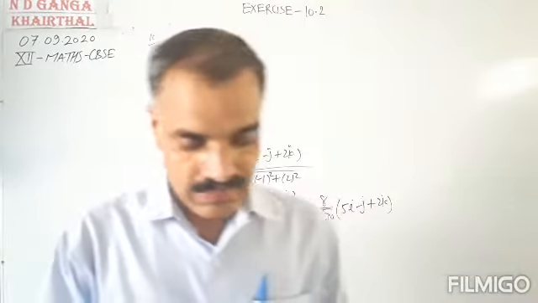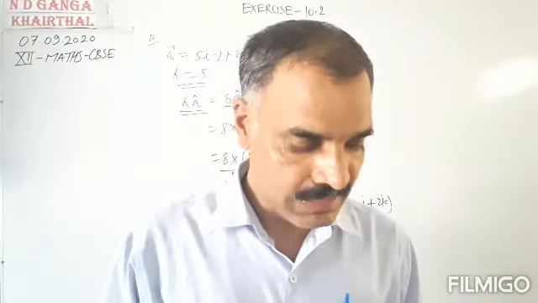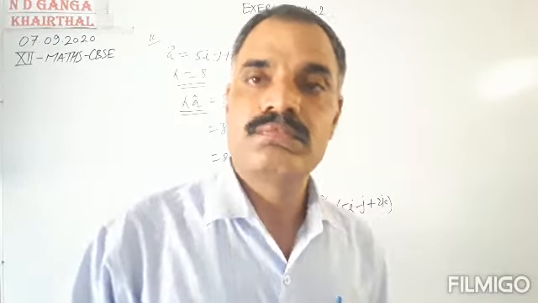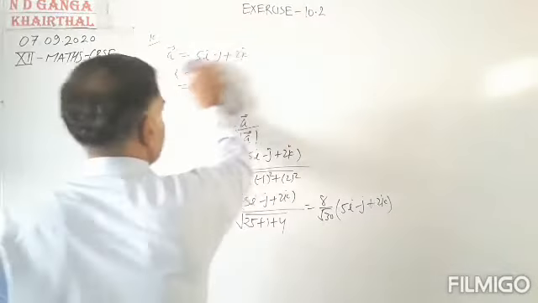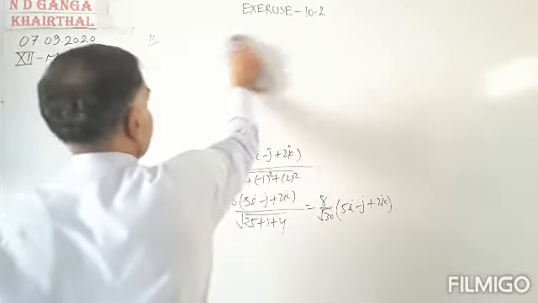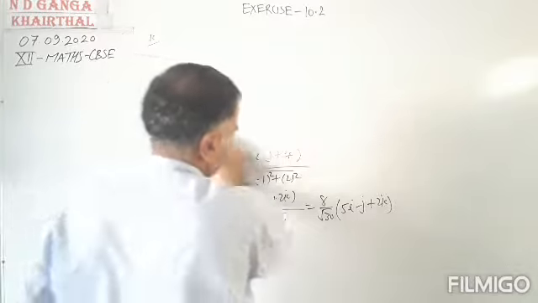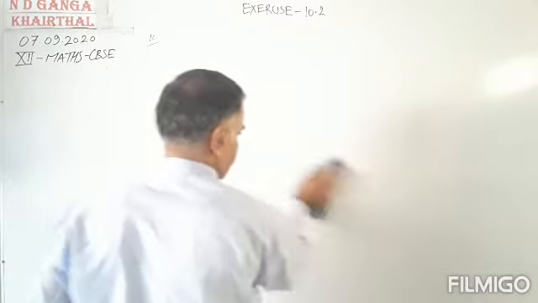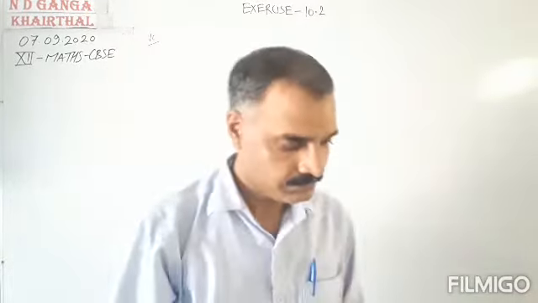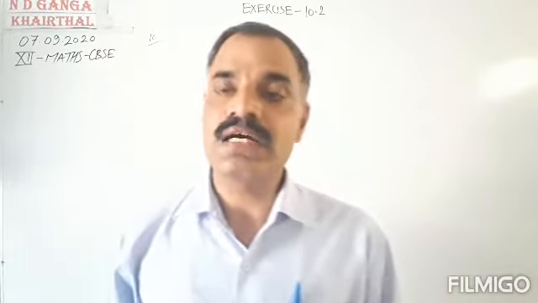Now let us take question number 11. Question number 11 is: show that the vectors are collinear.